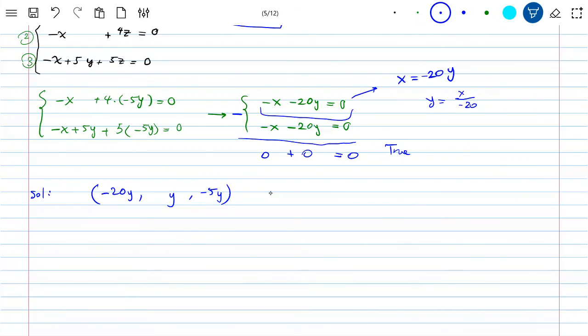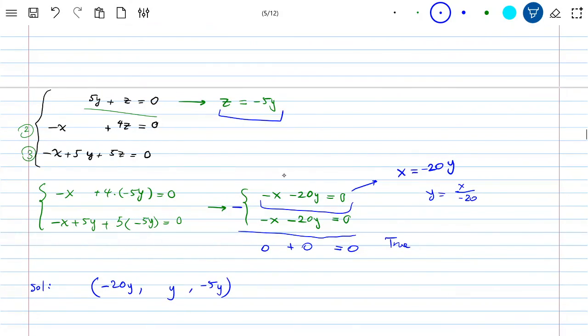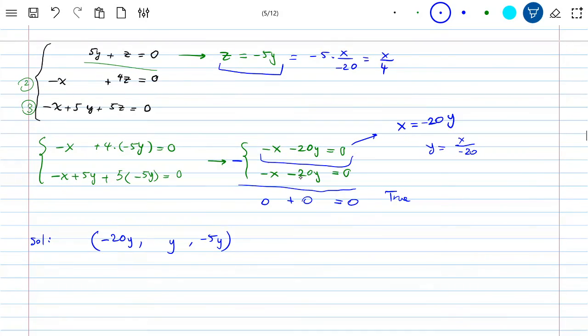You can go back to the first equation. Instead of y, this is negative 5 times x divided by negative 20, which is x divided by 4. So what is the solution in terms of x? It would be x, y is x divided by negative 20, z is x divided by 4. This is another way to write it. You can write in terms of z. It's just rearranging them. If you write one of them, this is good enough. You don't need to go through all of those.